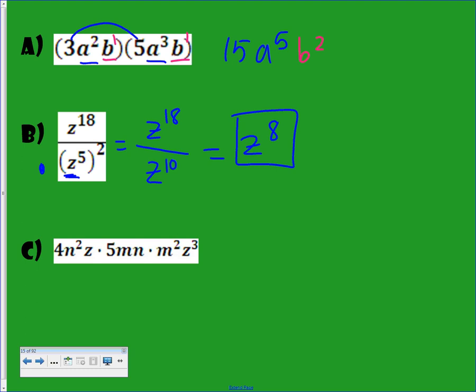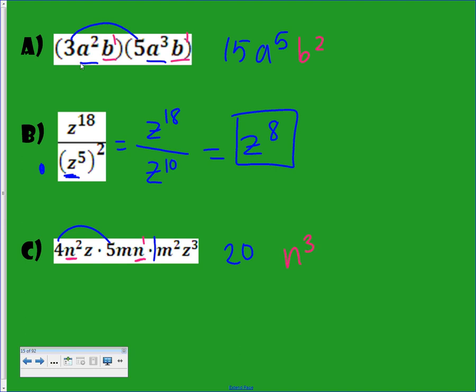Okay. Example C looks a lot like example A, just without the parentheses. So you take a look at numbers. So I've got 4 times 5. There's really a 1 out here, times 1. So my numbers give me 20. Now I'm going to see what has the same base. I have an n squared and an n. So 2 bases that I can underline is an add. So I have 2 plus 1, so that gives me n to the 3rd.